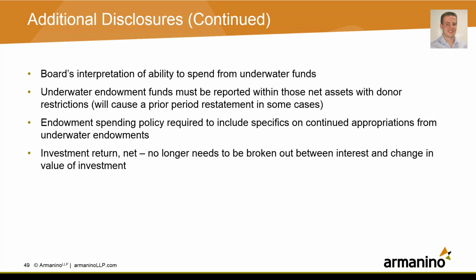You're similar to what's already required, your endowment spending policy, but again, includes specifics on if there are any appropriations from underwater endowments and what those amounts are. And the last thing here is investment return. In the past, you were required to, with your endowment, break it out between gains and losses versus investment income. Now you can just show one line item in your endowment roll forward, just investment return net. You don't have to break out between the two categories any longer.